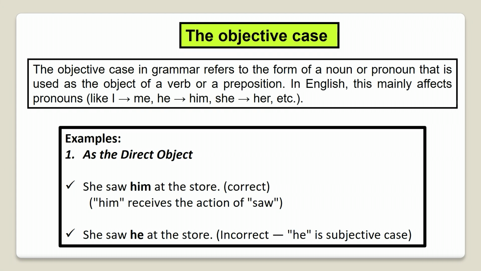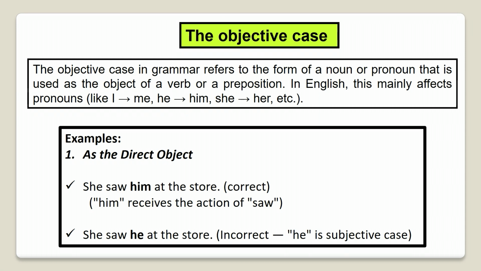For example, as the direct object: she saw him at the store. Correct. Him receives the action of saw. She saw he at the store is incorrect, because he is the subjective case. So him receives the action of saw, and he is the subjective case.